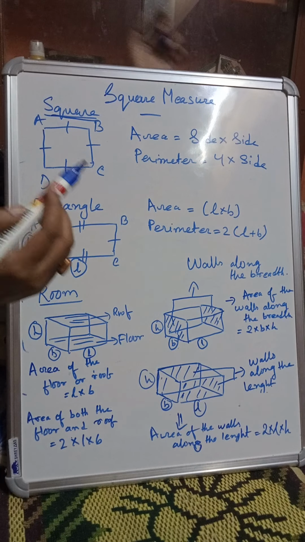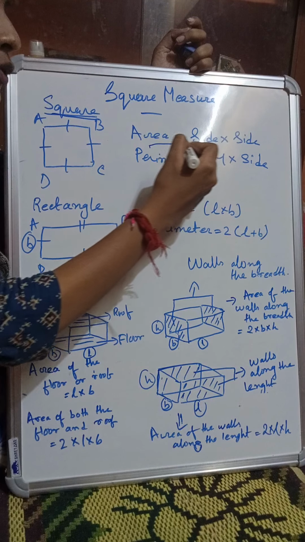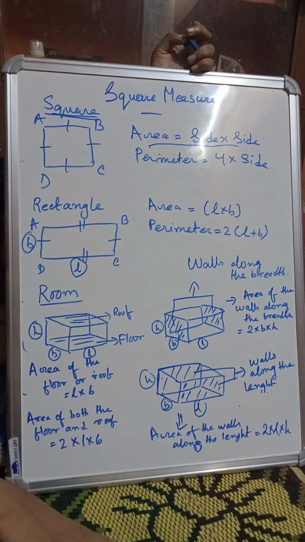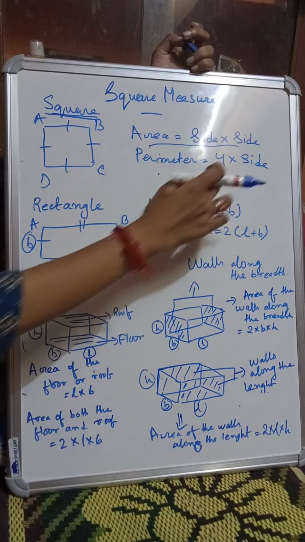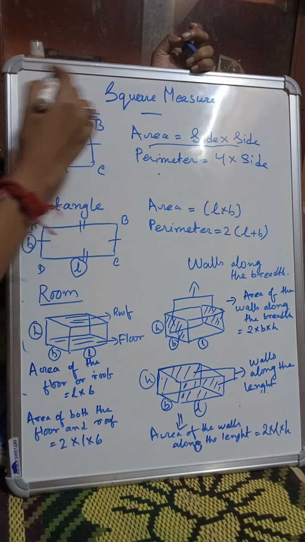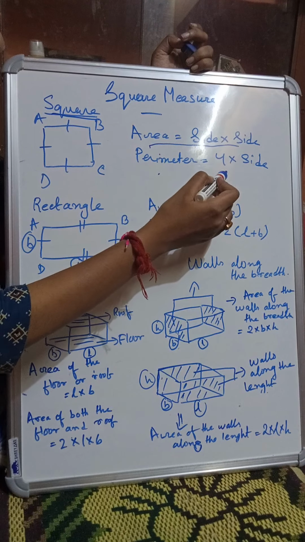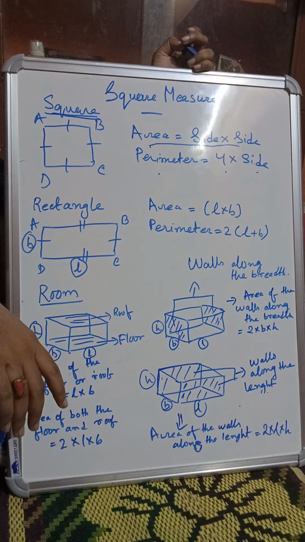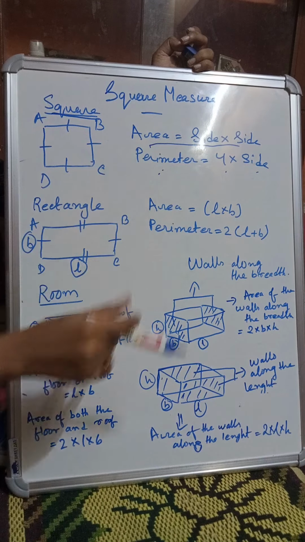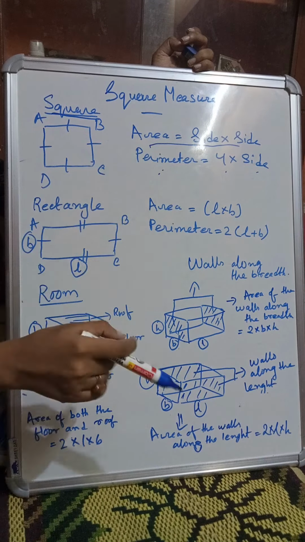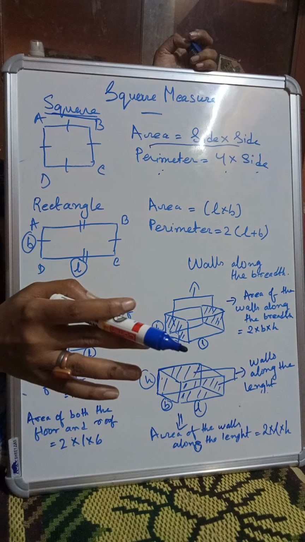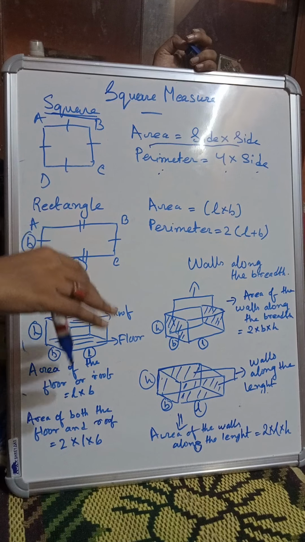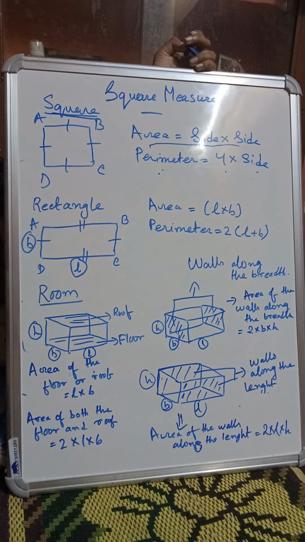So what is the area of a square? The area of a square is side into side. And the perimeter is 4 into side. So whatever side you are given, you just need to multiply 4 with the side, and we will get the perimeter of the square. Now what is a perimeter? Perimeter is nothing but just the sum of the lengths of the sides of a figure. So whatever may be the figure, if you just sum all the sides up, we will get the perimeter.